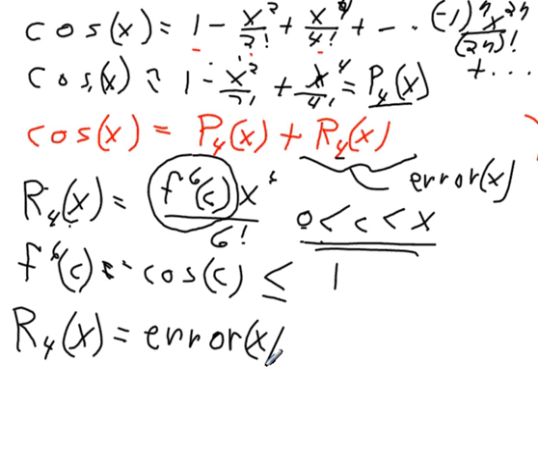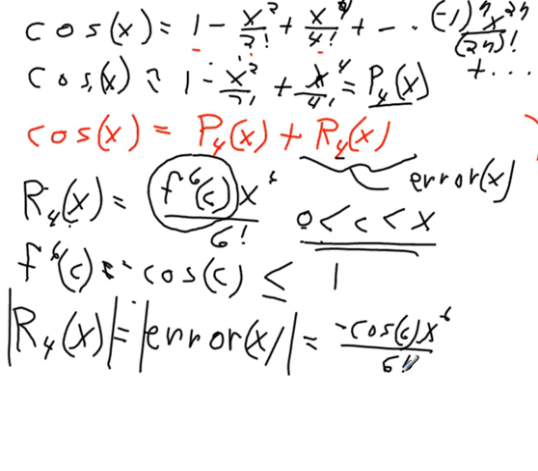And by the way, let's talk about the absolute value of the error. The absolute value of the error is equal to this minus cosine of c times x to the 6th over 6 factorial. But we don't know what that is, but we know it's less than what? It's less than x to the 6th over 6 factorial.